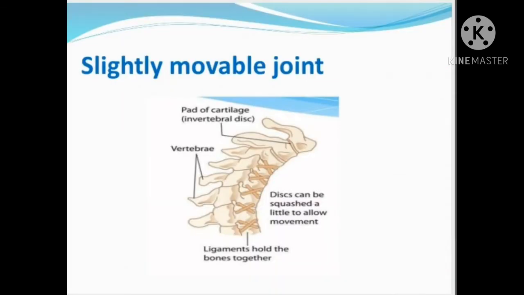Slightly movable joints. They allow a little movement of bones. For example, joints of the backbone. They are slightly movable joints, and because of that we are able to bend our body, as well as we are able to dance.